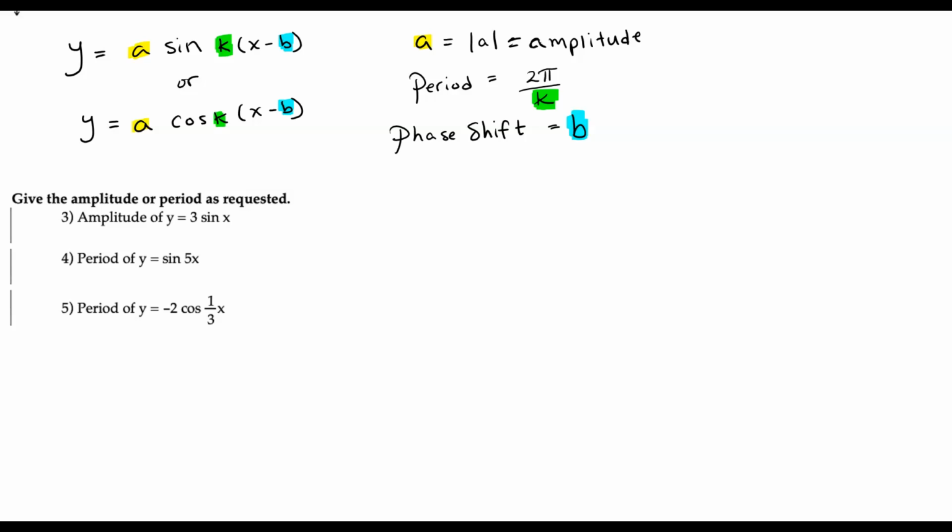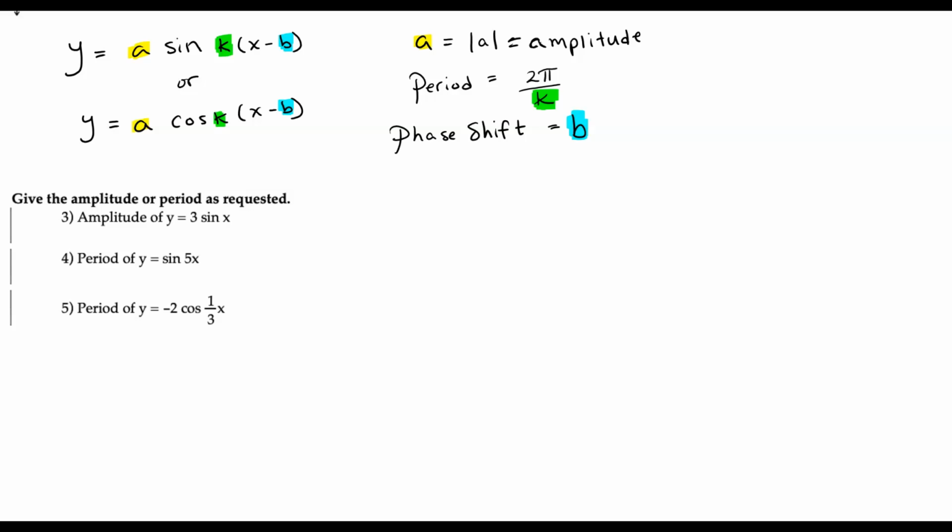The part that I've highlighted here in yellow, A, is what we call the amplitude, and we always think of the amplitude in terms of absolute value, and it tells us how high or how low the graph will shrink or stretch.